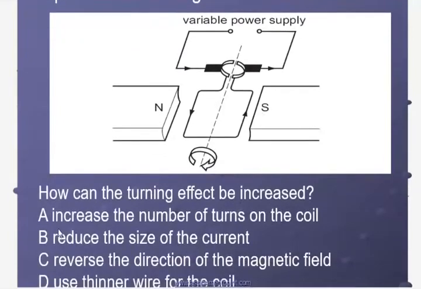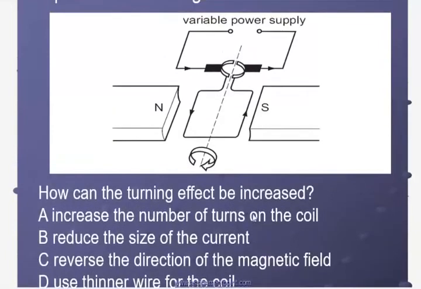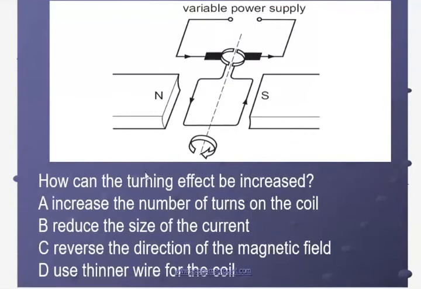Option 1: by increasing the number of turns on the coil, or reducing the amount of current through the coil, or reversing the direction of the magnetic field, or using thinner wire for the coil. Which option will you go for? You have to think over this one. Which option will you go for? You have to increase the turning effect.